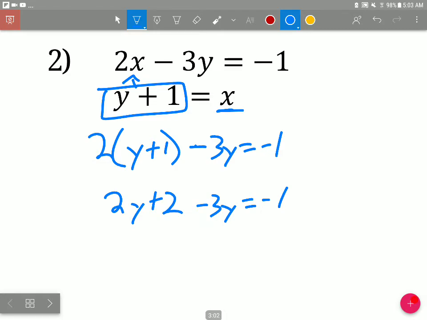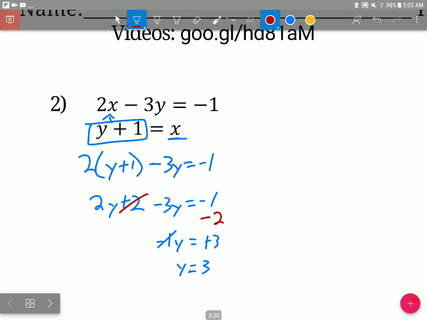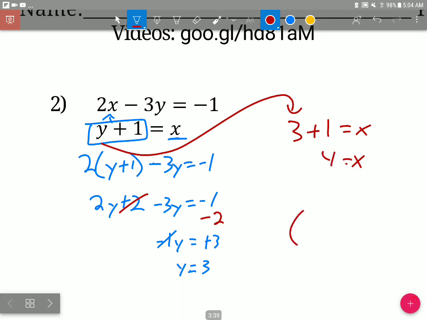That gives me, if I subtract the 2, minus 2, that gives me negative 1y equals negative 3. If I scratch out the negatives, y equals 3. Okay? And then, plug it back in. 3 plus 1 equals x. I literally just took this y and plugged it in right there. So x equals 4. So again, 4, 3. That is my answer. Cool. There's the first two.